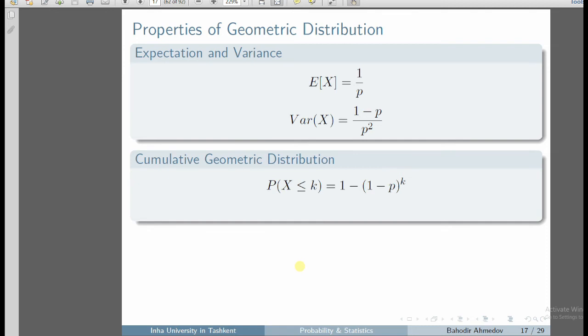So it means: what is the probability that you will get the first success until the k-th trial? It is like, what is the probability that you will get the first heads until the fifth trial? Not exactly on the fifth, but until the fifth trial. Okay? So this is equal to 1 minus q to the power of k.